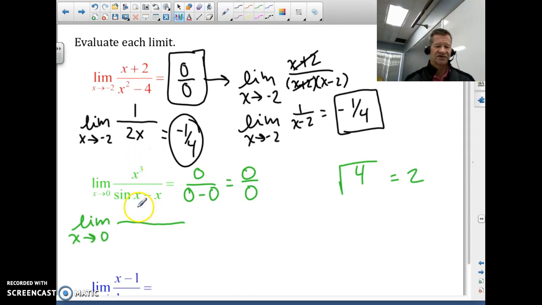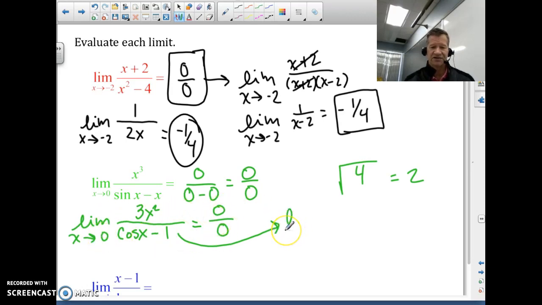So the derivative of x cubed is 3x squared. The derivative of sine x is cosine x minus the derivative of x, which is 1. So now watch what happens though. I try to substitute again. 3 times 0 squared is still 0. Put 0 in here. Cosine of 0, that's 1. 1 minus 1, this is still 0 over 0. Never fear. If I get 0 over 0, I can use L'Hopital's rule.